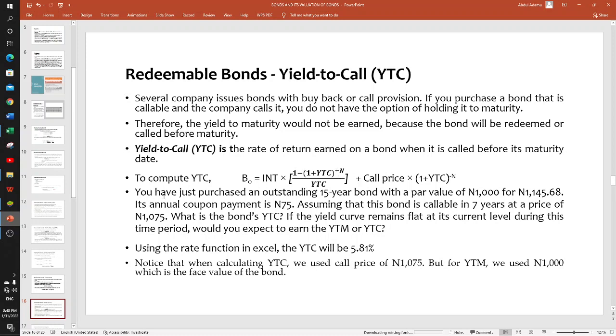So assuming you purchase a bond with 15 years to maturity. This is the current price. Its annual coupon payment is 75, that is the interest. Assuming this bond is callable in 7 years, this is our N. Now we use this 7 instead of the 15 in our formula. And this is the call price. So what is the yield to call? If we use our formula, we are getting 5.81.